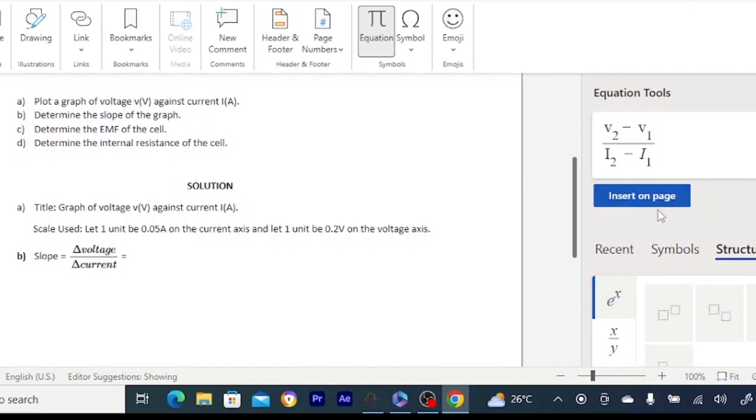Alright, so I'll just insert this. You can see this here as V2 minus V1 all over I2 minus I1. My next task now is to find the values and input them. So that would now still be equal to, let me get the values of V2 and V1 and what have you.